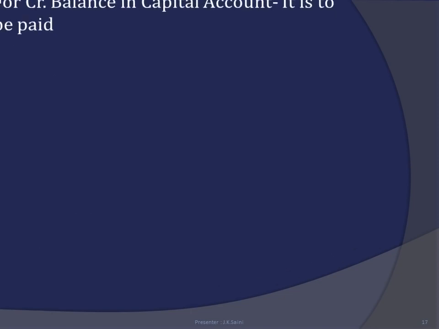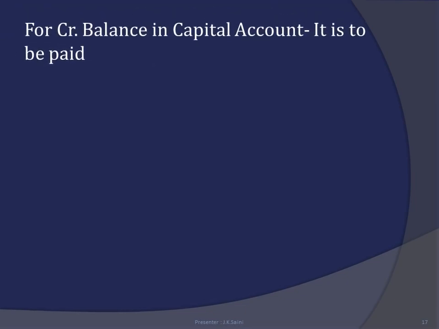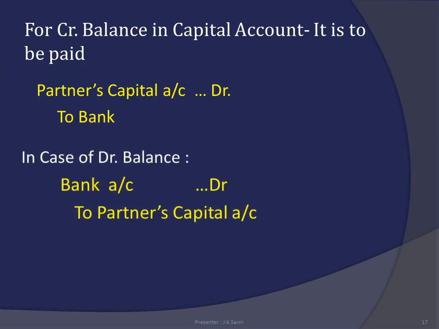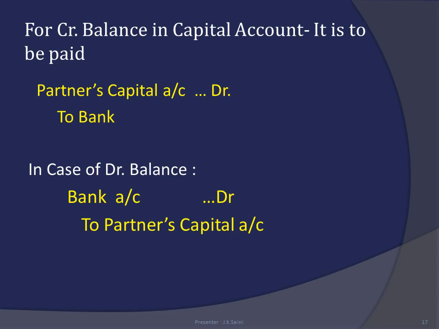So we noticed when the capital accounts are closed, if there is a credit balance in the capital accounts, it is to be paid, and the entry is partner's capital account to bank. However, if there is a debit balance, the partner will have to bring cash into the business, and the entry is bank account debit to partner's capital account. So I hope you were able to understand the process of closing the accounts of a partnership firm.